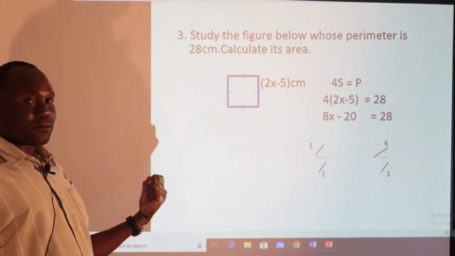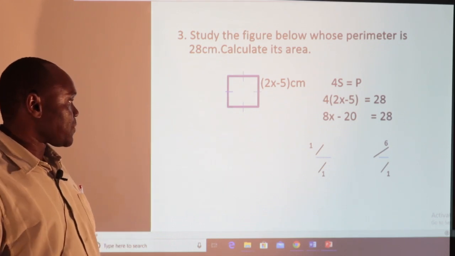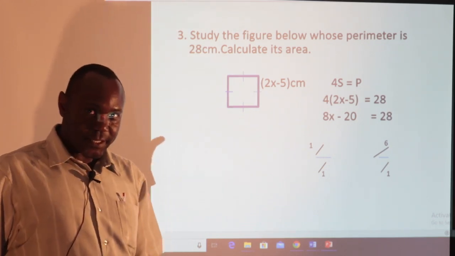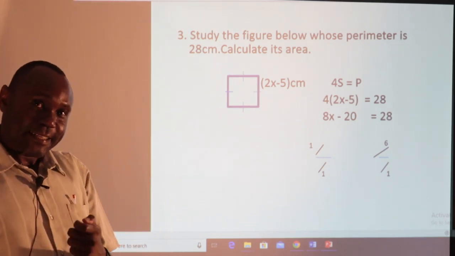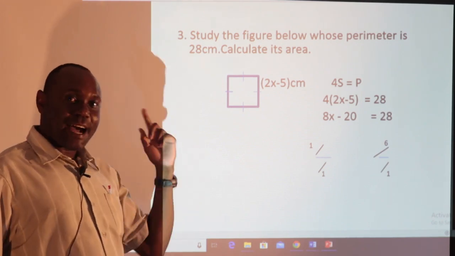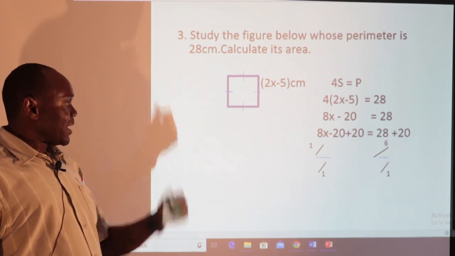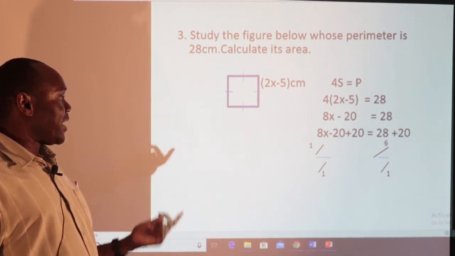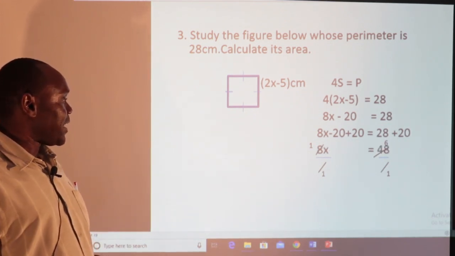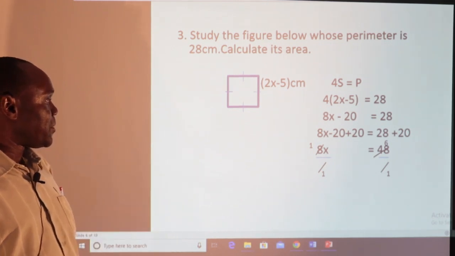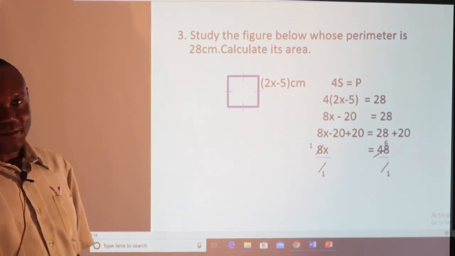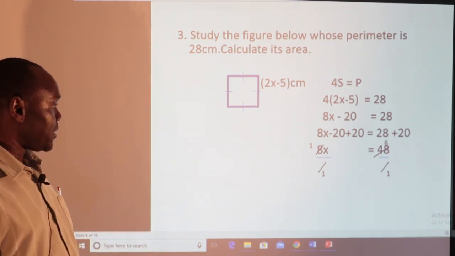Then we collect like terms. We get the additive inverse of negative 20, which will be positive 20. So you add the 20 on this side, add the 20 on the other side. When you collect like terms like that, we remain with only 8x, and the other side will be 20 plus 28 gives you 48.